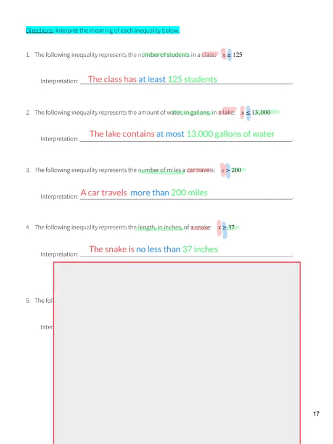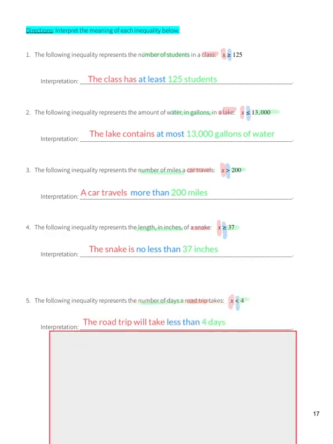Here we go. The snake is no less than, so it could be greater than or equal to, no less than 37 inches. Length in inches of a snake is 37 or more than 37. So X is greater than or equal to 37. X represents our snake, and 37 represents inches. So the snake is no less than 37 inches.